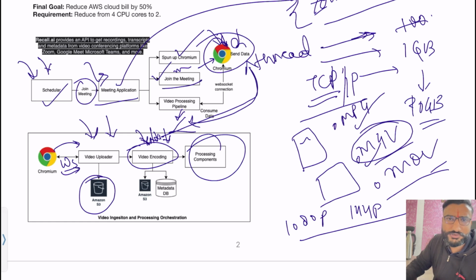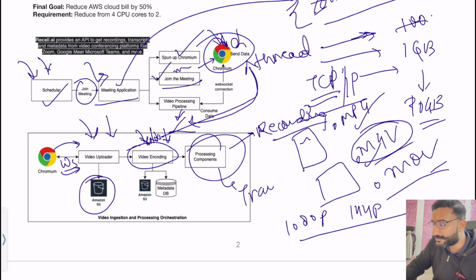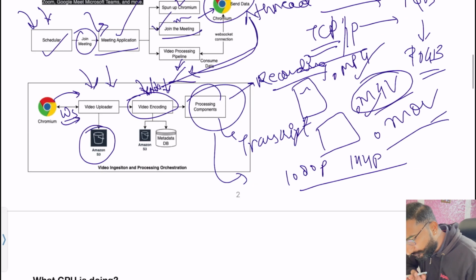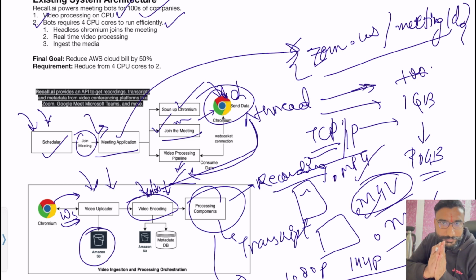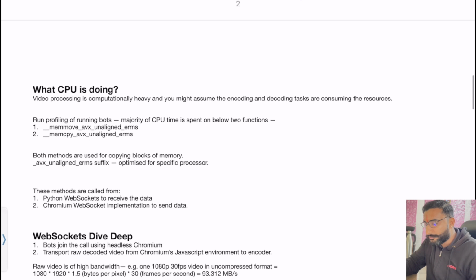you have processing components, as in some component which does all the tasks, such as creating a recording in different formats, and then you have transcript generation. So there can be different use cases. This is the existing architecture of our system of Recall.ai. You consume the data from whatever meeting is happening, and once that is done, you do the further processing.